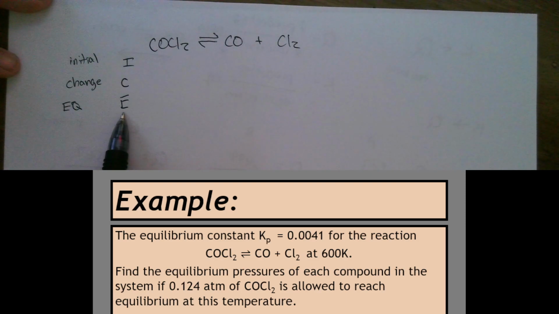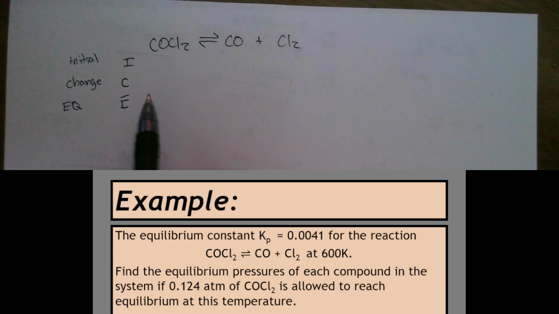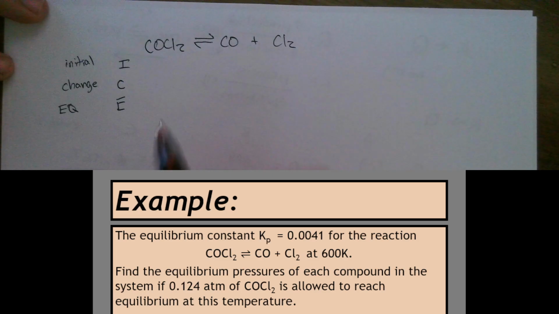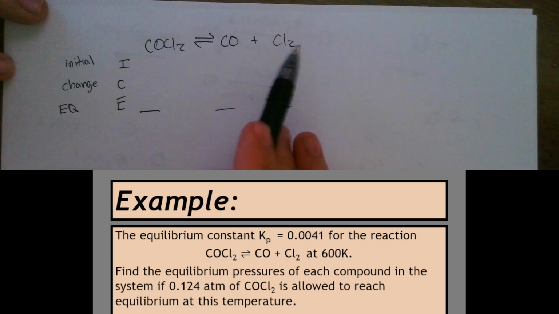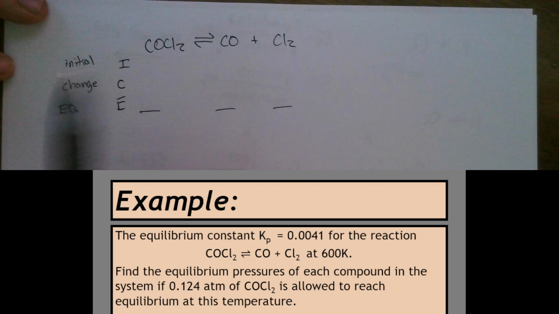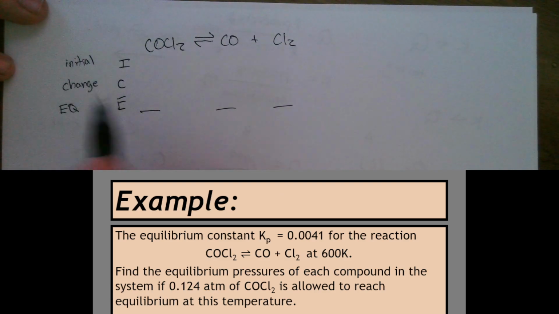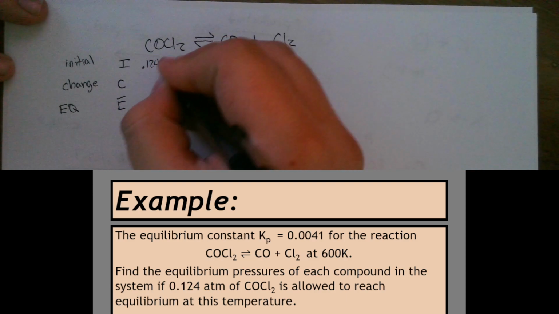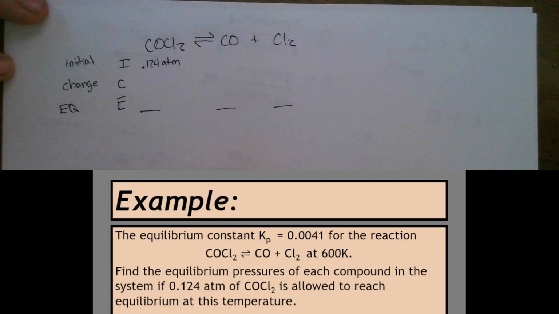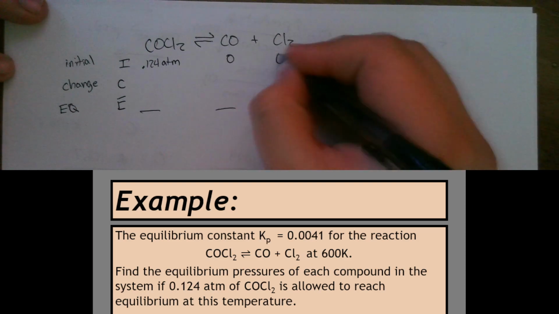In this problem, that's what I'm looking for: the equilibrium, not concentrations, but pressures. So my final answers will be here, here, and here for the three different compounds. My initial pressure of COCl2 is 0.124 atm. I assume then, based on the language, that I start with none of this and none of this.